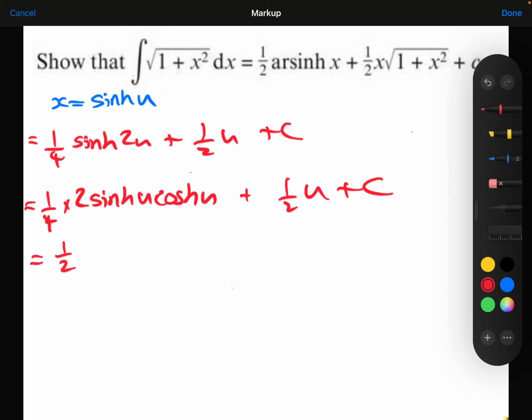Now, the sinh, well, I can replace that easily. That's just x. The cosh, I need to replace that as well. Well, that's not too bad because I know that cosh squared u is going to be sinh squared u plus 1. So therefore I know that cosh is going to be the square root of sinh squared plus 1.